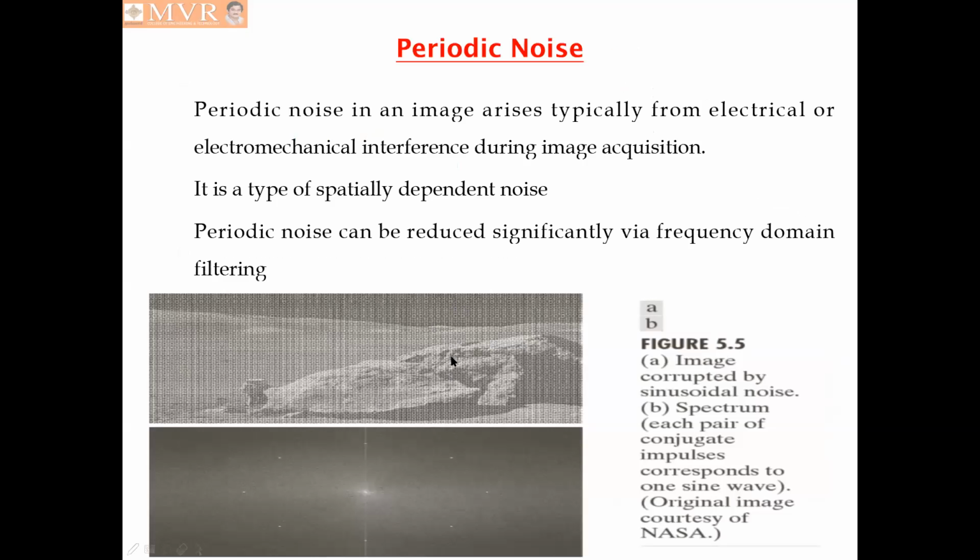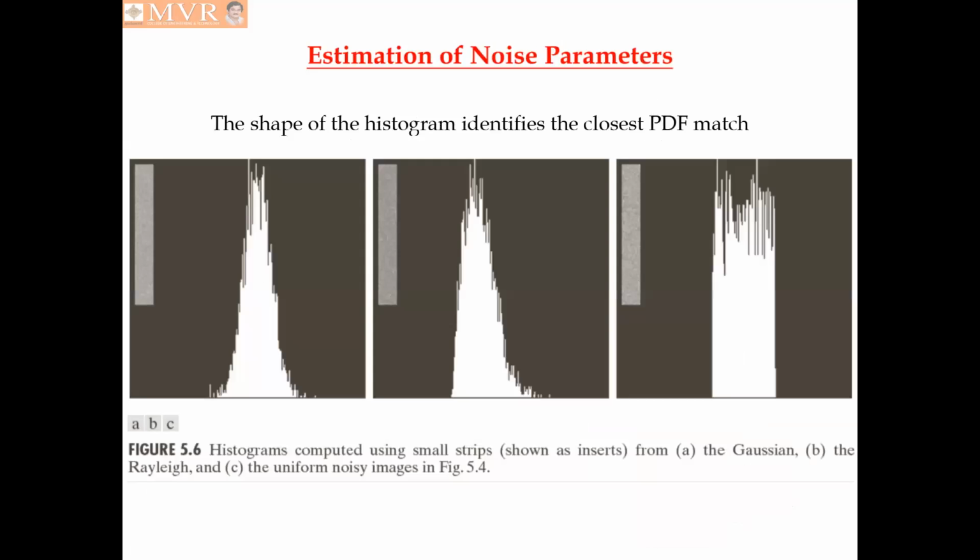Now observe this: the first image consists of periodic noise, and the second image is the spectrum of the first image. Periodic noise in an image arises typically from electrical and electromechanical interference during image acquisition. It is a type of spatially dependent noise. Periodic noise can be reduced significantly via frequency domain filtering. Next is the estimation of the noise parameters.